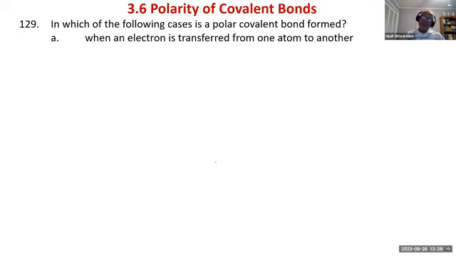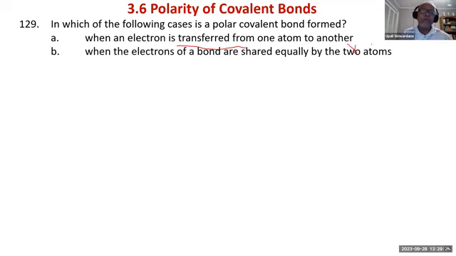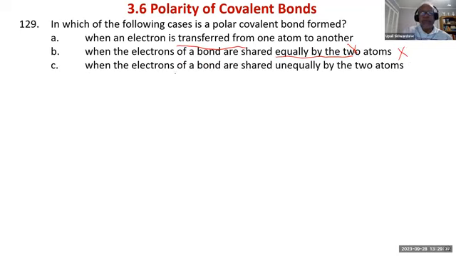When an electron is transferred from one atom to another, that's not a covalent bond; that's an ionic bond. Therefore, it's not the criteria for polar covalent bond. When electrons in a bond are shared equally, that's a non-polar covalent bond. When the electrons of a bond are shared unequally, that's the criteria for polar covalent bond formation.